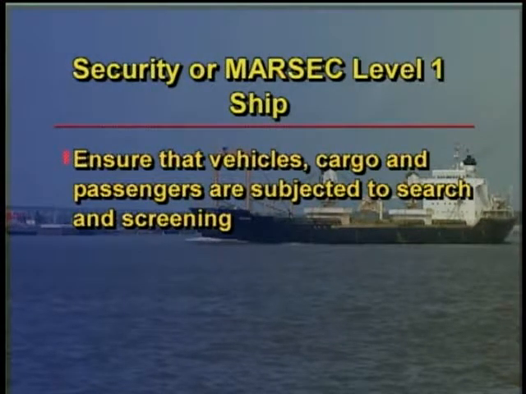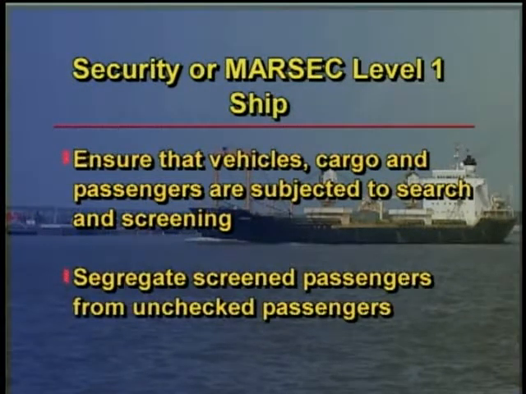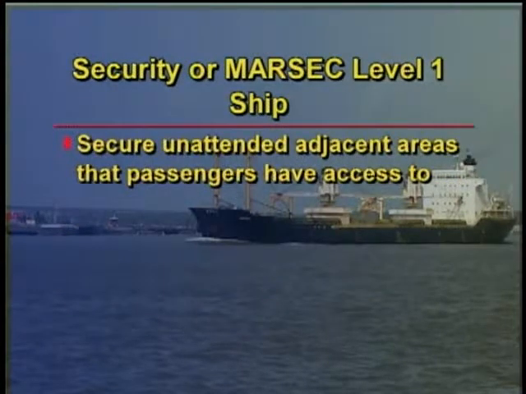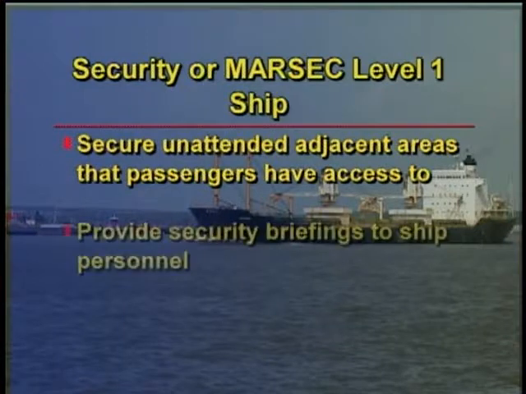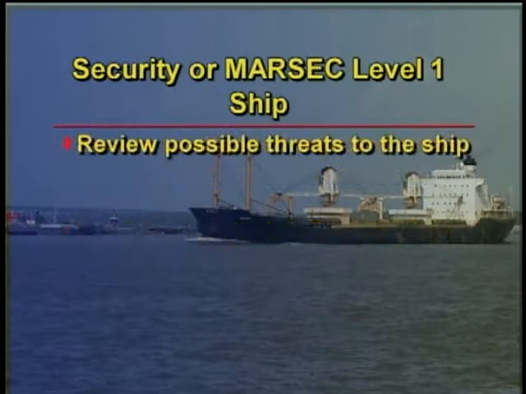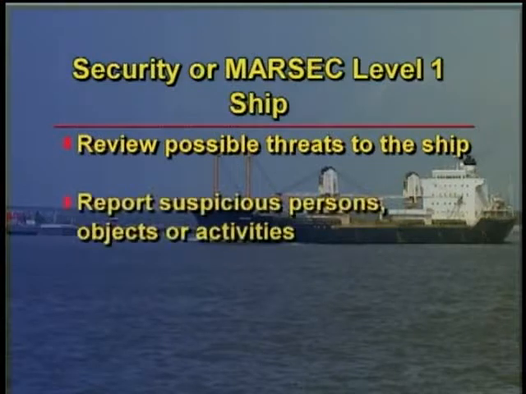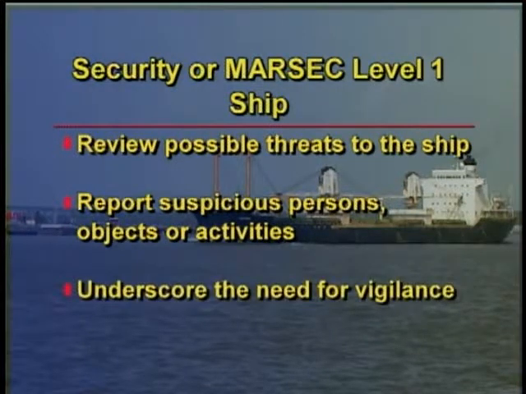This applies obviously to ferries as well as to passenger ships. Also, the SSO should segregate screened passengers from unchecked passengers. In addition, the SSO must secure unattended adjacent areas that passengers have access to. He or she must provide security briefings to ship personnel, review possible threats to the ship, and report suspicious persons, objects, or activities to the port and/or the contracting government. Finally, the SSO should underscore the need for vigilance to the crew and any visitors on board.